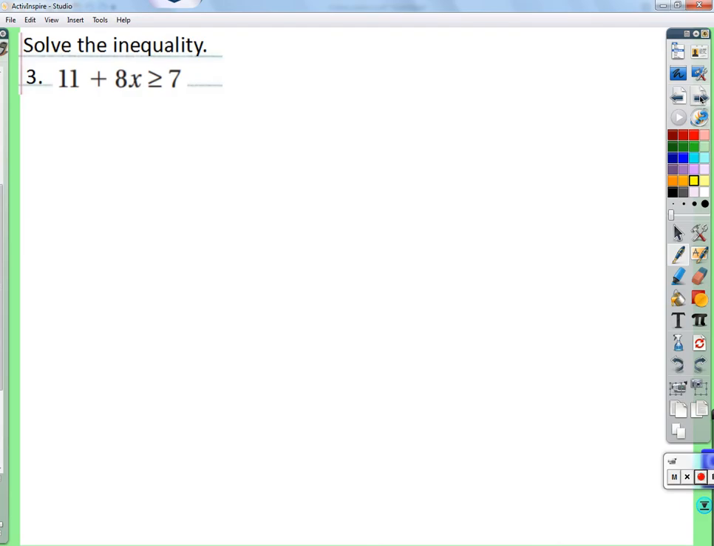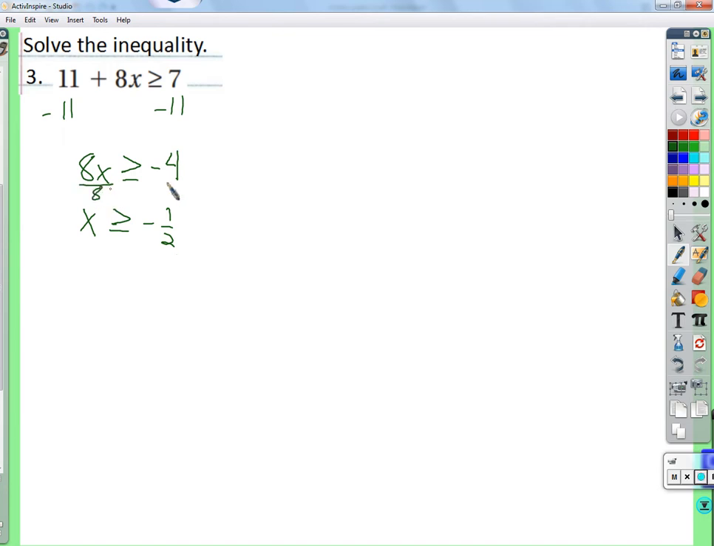Okay. Move forward. Going to solve this inequality. You're going to figure out what values of x are okay. You're going to subtract 11 from both sides, just like you would with an equation. Since that were an equals sign, we treat it exactly the same. 4 divided by 8. So x is greater than or equal to.